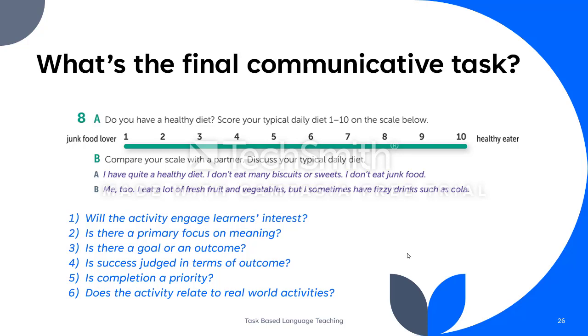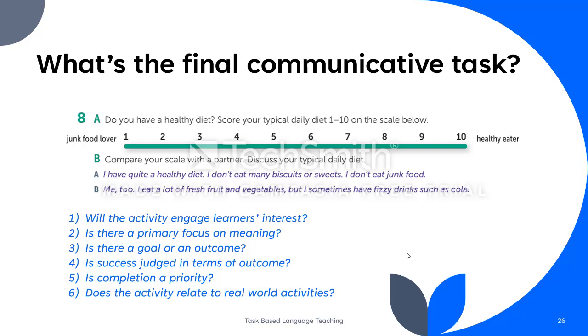The task could be rephrased to compare diets and check who has the healthier diet. Also, although there is a focus on meaning, this could be improved by removing the example conversation given. This way, we don't give away any language that learners need to use to complete this task. And I don't find it to be realistic, since we don't really judge our diets on a scale of 1 to 10.